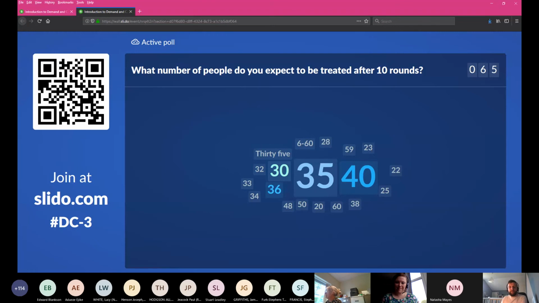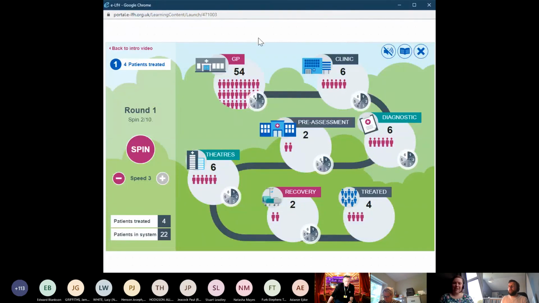2, 1. Okay, so 35 is our most popular, and that does make sense, because if we're expecting 3.5 each time, and we're doing it for 10 rounds, we can expect 35 patients to be treated. Now, does this happen? I think that's quite a natural assumption that people use when planning services as well, in terms of what we're expecting and what feels instinctively like what would happen. Absolutely. Yep, can see it up again.